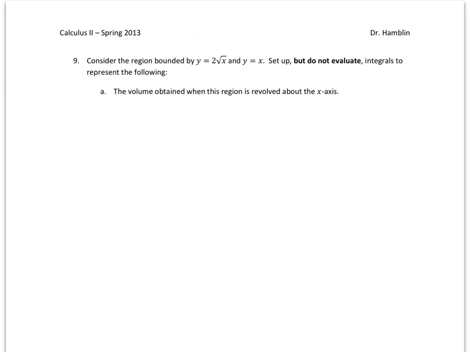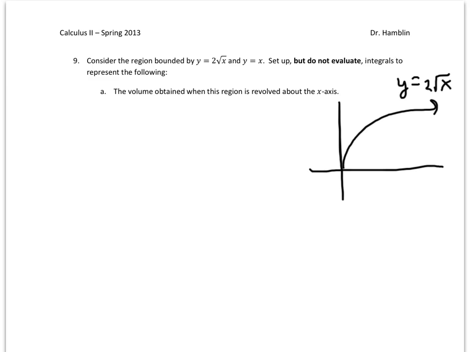All right, last problem. So now we're talking about a region bounded by two curves, y equals 2 times the square root of x and y equals x. So again, if we're talking about trying to slice this thing and spin it around to get volumes, the best thing we can do for ourselves is get ourselves a good picture. So y equals 2 times the square root of x is going to look like that. And then y equals x is going to look like this. And so the region that we're talking about is this region here, in between these two curves.